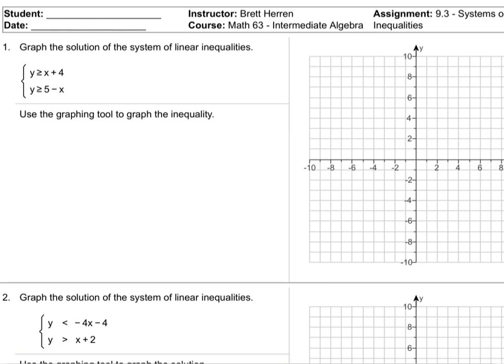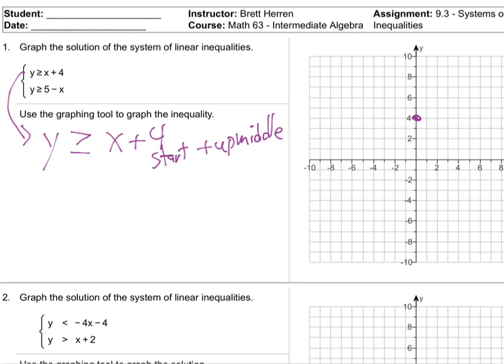So how does it work? Let me grab the first one: y greater than or equal to x plus 4. Do you remember how to graph a line first off? You start with the 4. Remember, start with this number. That's always right in the middle. Positive is up in the middle, negative would be down. So you go up 4, there's our first dot.